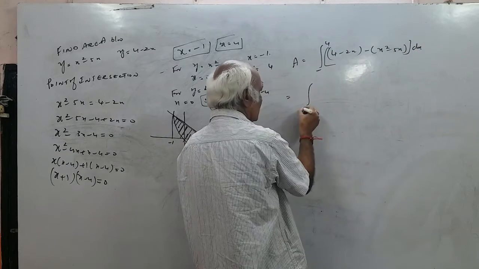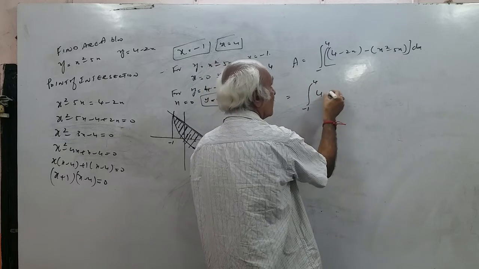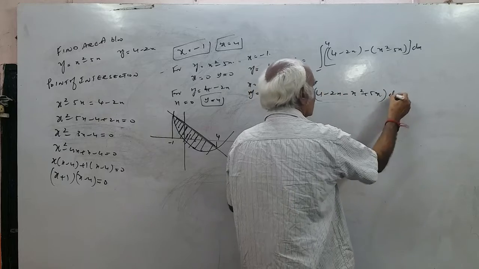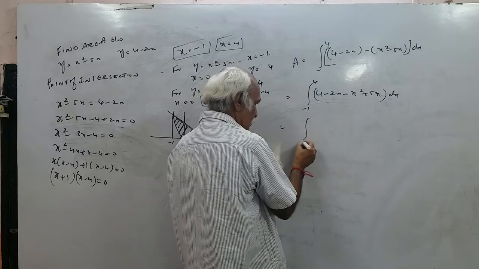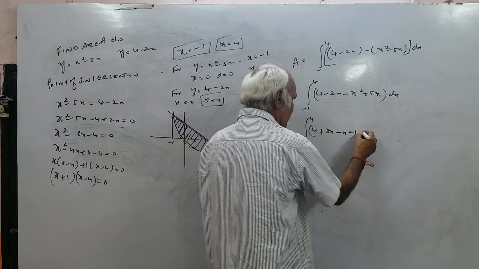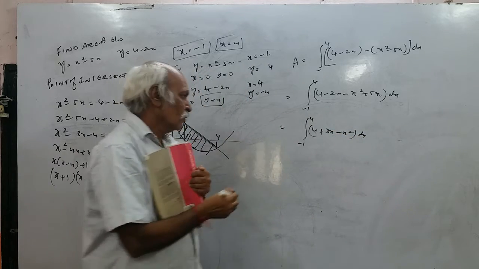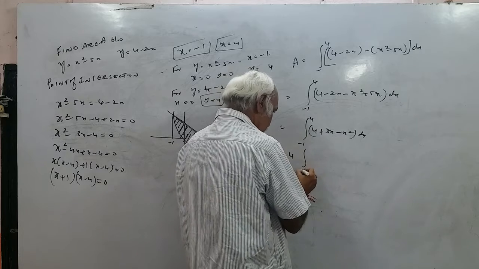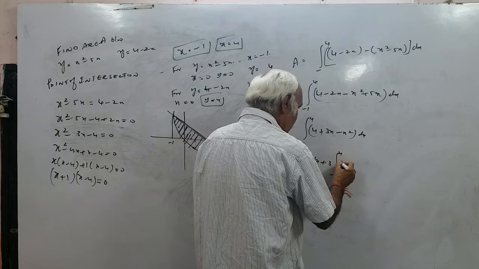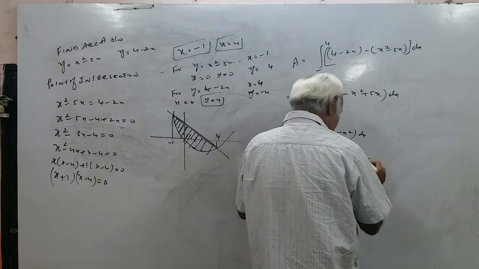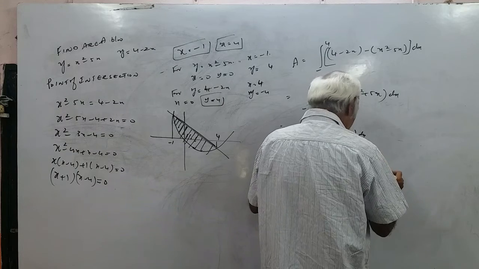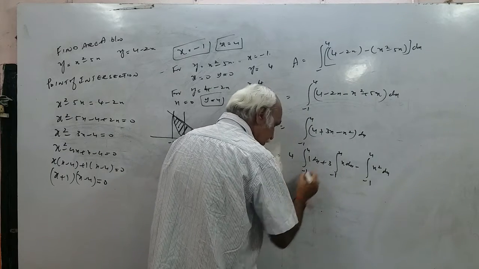So what will happen? Minus 1 to 4, 4 minus 2x plus 5x dx. So minus 1 to 4, 4 plus 3x minus x square dx. So you have to find this area. Now integration: 4 times integral of 1 dx plus 3 times integral of x dx minus integral of x square dx, from minus 1 to 4.